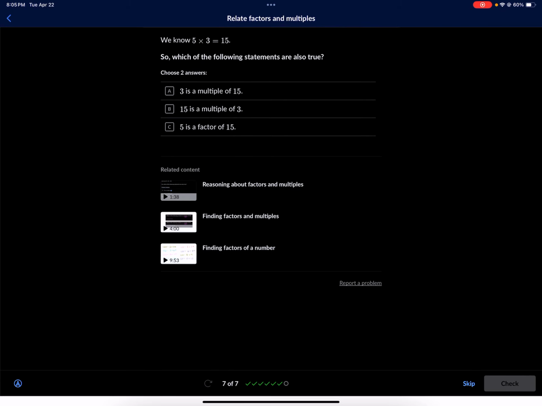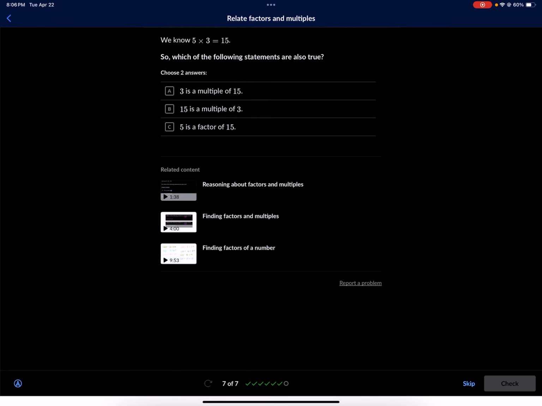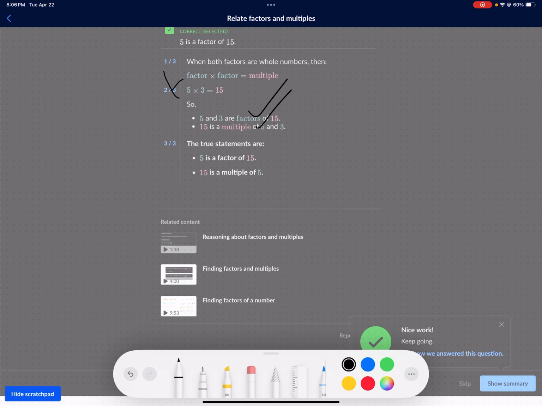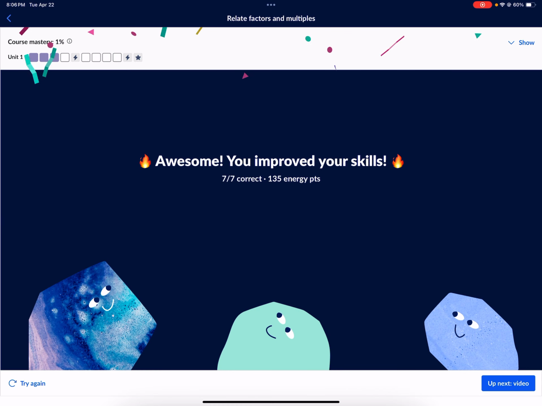We know 5 times 3 is 15, so which of the following statements are also true? So, let's see here. Immediately we can cross out this one because remember, a lower number is not a multiple of a higher number. So both of these are true. Oh wait, two answers? Oh, I'm stupid. Okay, so yes, that's immediately out. These are correct. So here's the explanation. If you got that right, good job. Videos. Otherwise, happy studying. Okay, so that's the end of that one.